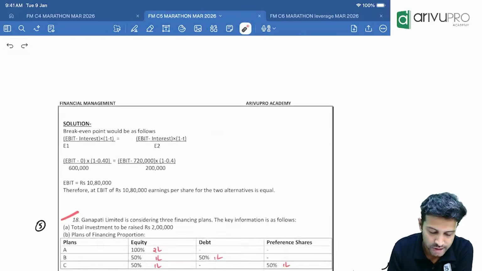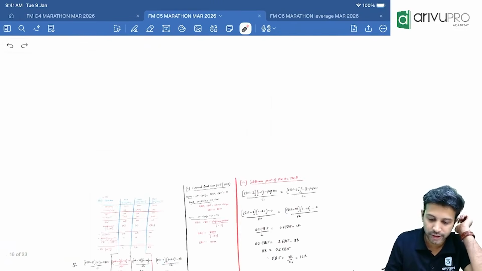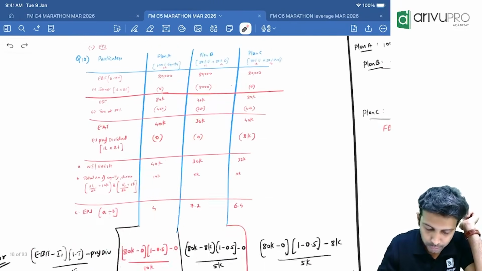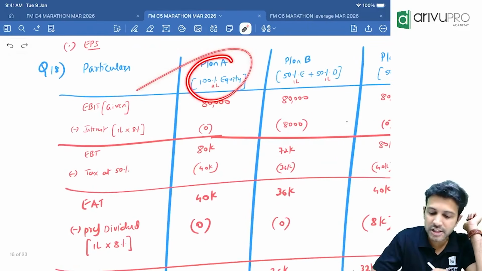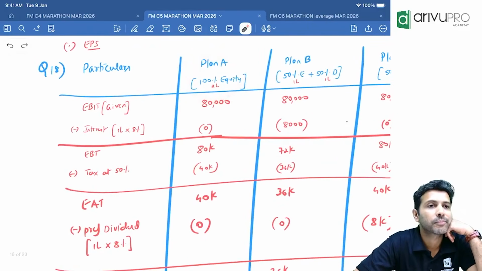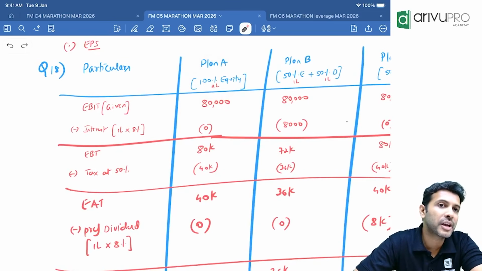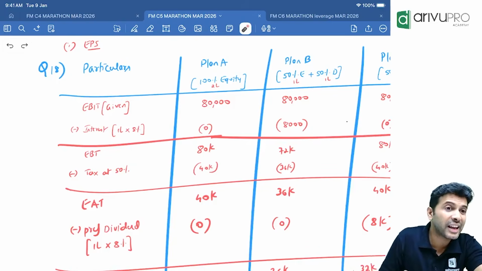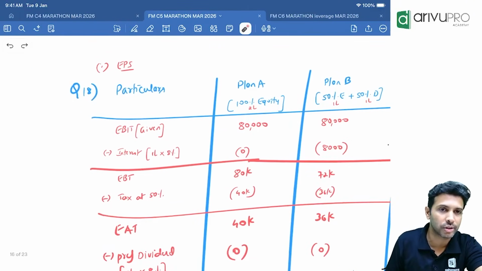And next, what is the second requirement? Financial break-even point. Now I will show you the data, you will tell me the answer. Financial break-even point, first plan, you tell me, sir. First plan is 100% equity. For a 100% equity plan, financial break-even point means EPS should become 0. When will EPS become 0? Only when EBIT is 0. Correct? So the first answer is EBIT should be equal to 0.